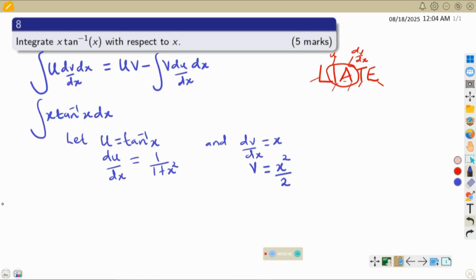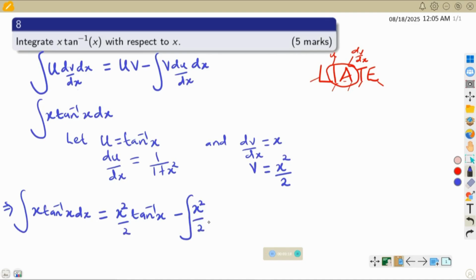So we substitute in our integration by parts. The integral of x tan inverse x dx is the same as u times v, which gives x squared divided by 2 times tan inverse of x, minus the integral of v, x squared divided by 2, times du by dx, which is 1 divided by 1 plus x squared dx. So this one has no integral. We are going to deal with the one having the integral symbol.